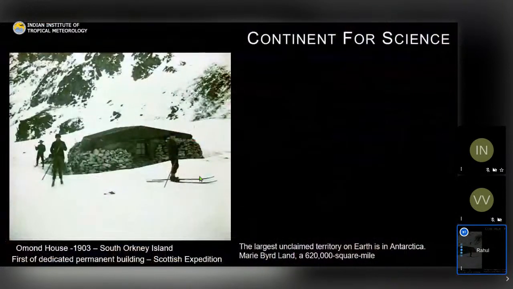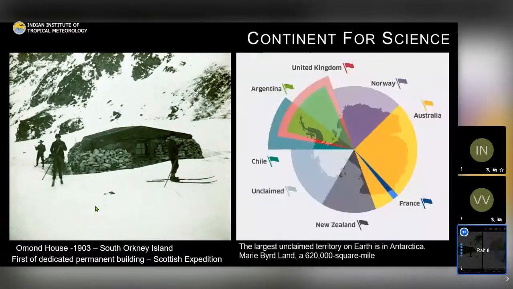However, this was the first brick and mortar station in Antarctica. This is the Ormond House, built in 1903, on Laurie Island in the South Orkney Islands, and this was made to house the Scottish National Antarctic Expedition members. However, interestingly, the Scottish never asked for a piece of Antarctica. There was a race. There was a race that every country, big countries, wanted a share of Antarctic land.